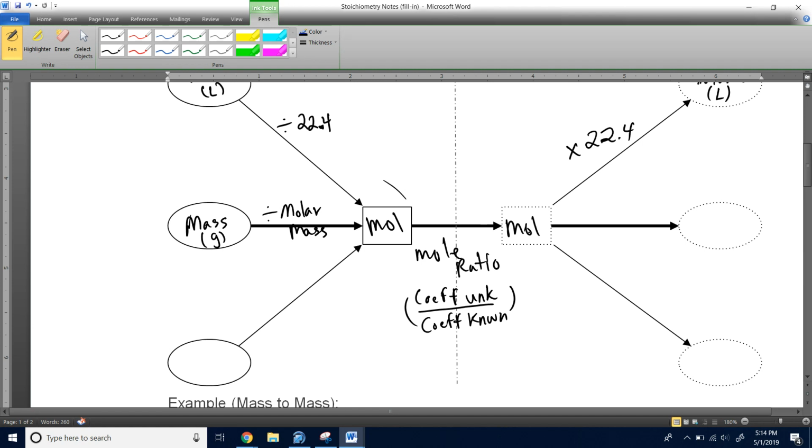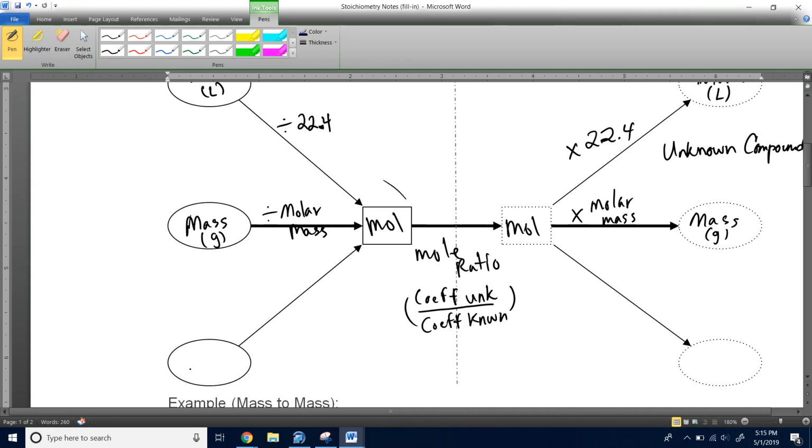Then say if we have moles of the unknown quantity and we want to go to the mass of our unknown quantity, we're going to have to multiply by our molar mass. This is a vital step when we're going from moles to mass. We have to know the molar mass of that unknown compound. So this is still for the unknown compound.